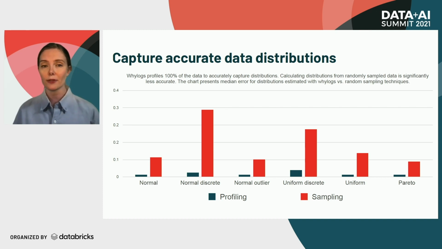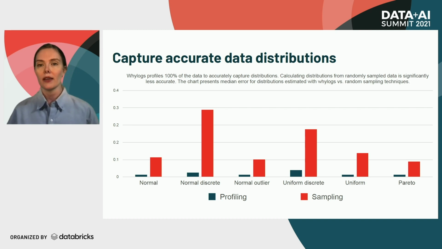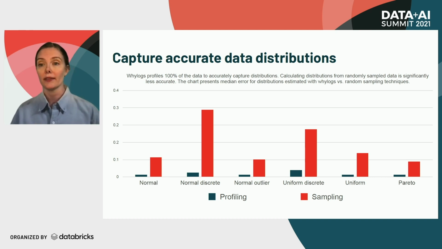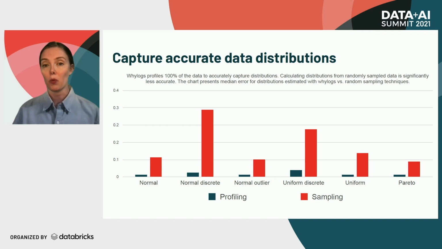And to show you the difference in accuracy, we compare the errors that resulted from calculating the distribution from a profiling approach versus calculating the distribution on sampled data. Here you can see a comparison in errors. As you can see, the errors from profiling are significantly lower than those generated from sampled data. Furthermore, distributions captured by YLOGS can then be used to set up a stratified sampling approach to capture a more faithful sample of raw data for debugging purposes if you need to do that.